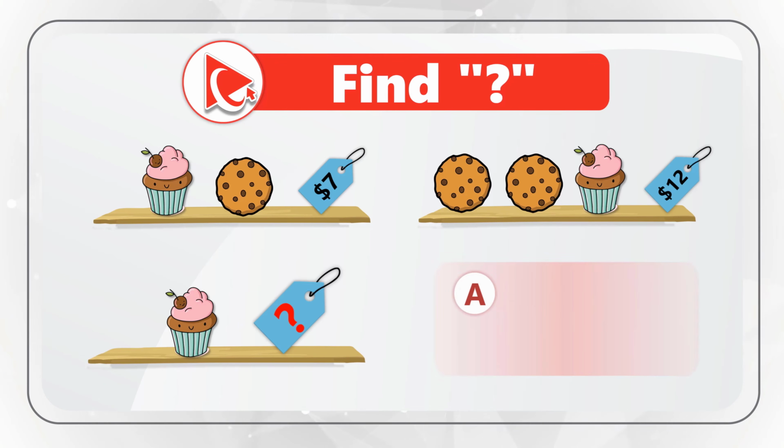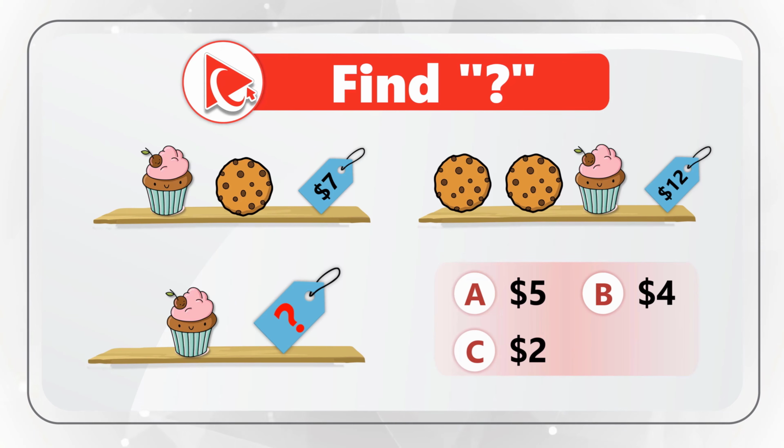Choice A, $5. Choice B, $4. Choice C, $2. And last but not least, choice D, $3. Take a close look to see if you can come up with the answer.